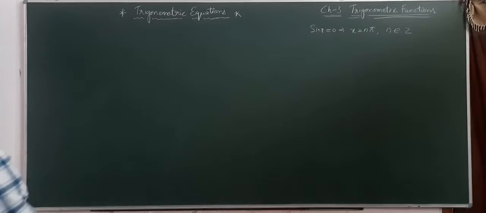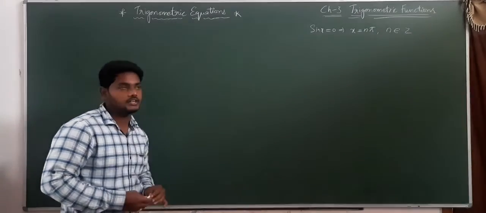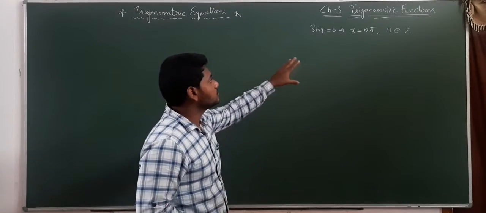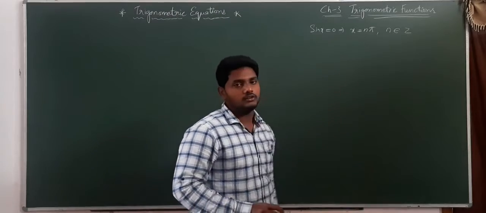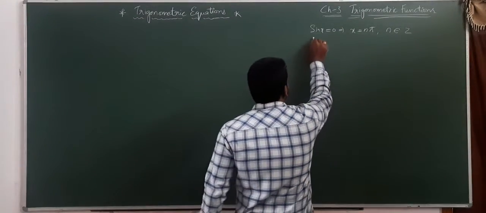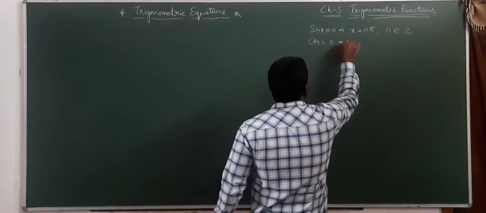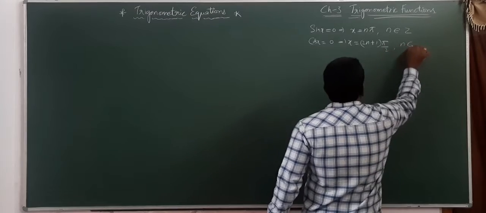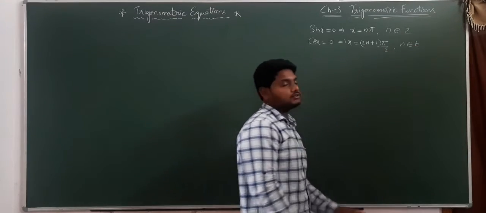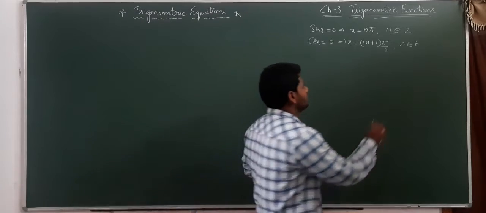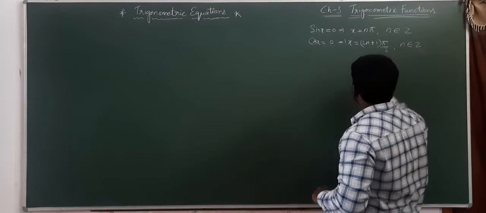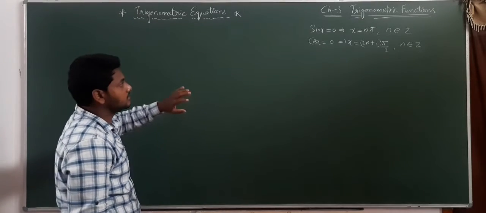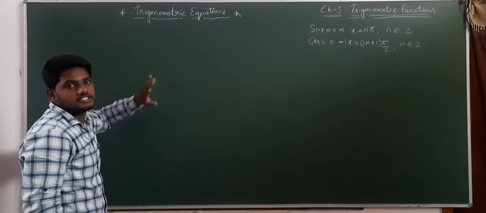Now we will derive the trigonometric equation, nothing but general solutions. To derive those general solutions, you need to remember these formulas: sin x equal to 0 means x equal to n pi where n belongs to z, and cos x equal to 0 means x is equal to (2n plus 1) into pi by 2 where n belongs to z. So you need to remember these two, where z represents integers, right? If you remember those two, you can derive the trigonometric equation, nothing but general solutions.